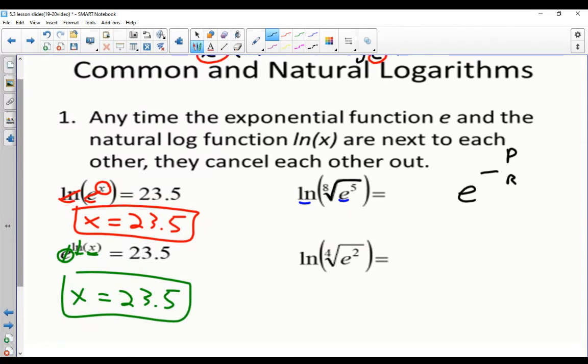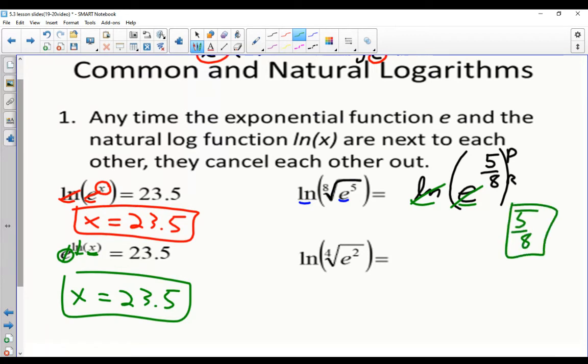So the e can be rewritten as e to the power of 5 over 8, where 5 was the power, 8 was the root. And then all of that being multiplied by the natural log. And now look what you've done. Natural log and the e are now officially next to each other. So cancel them out, and all you have left is that power of 5/8. And 5/8 will be the answer that you type into your calculator.